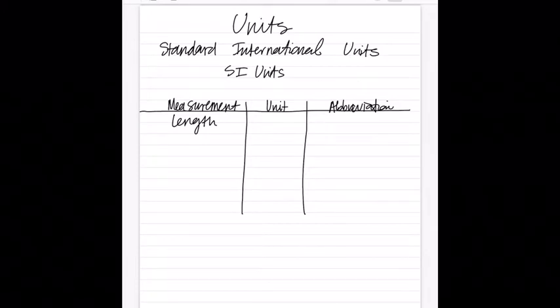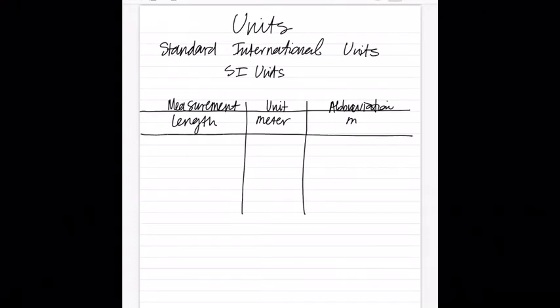Okay, now the unit for length is a meter, and that's abbreviated with a lowercase m. A capital M in chemistry means something completely different, so you need to make sure that you use a lowercase m.